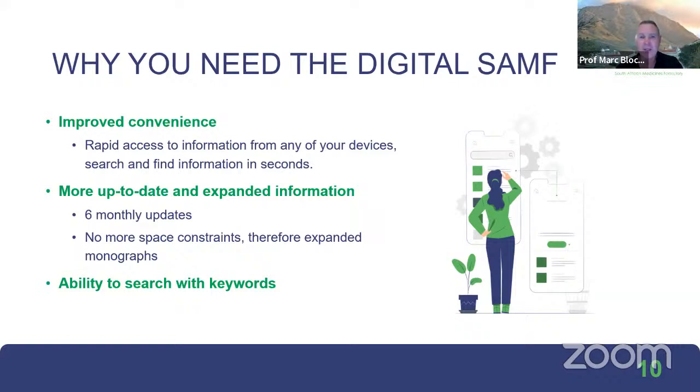There's 6 monthly updates, and if it's critical information, that will happen obviously much more frequently if it's critical for the country and for patient care. And obviously there's no space requirements or constraints. And so what we'll be doing is we'll be able to expand the monographs, the offerings, the number of medicines into the app as well, which means that the functionality increases exponentially. And there's an ability to search with keywords. Having said all of that, I will hand over to Rephaim to provide the demonstration. I will stop sharing now, Rephaim.